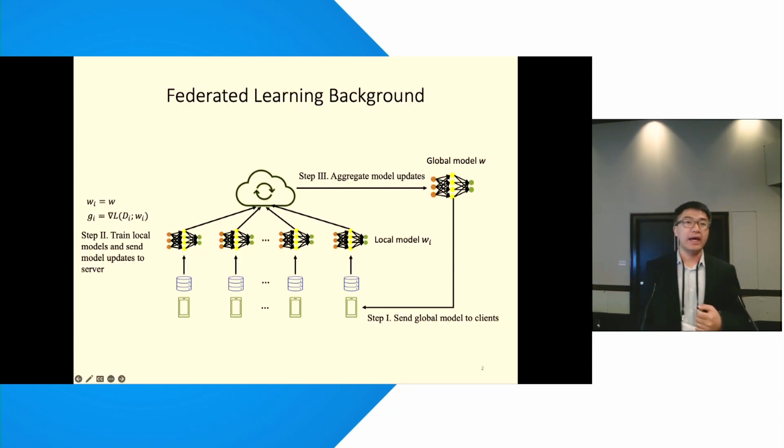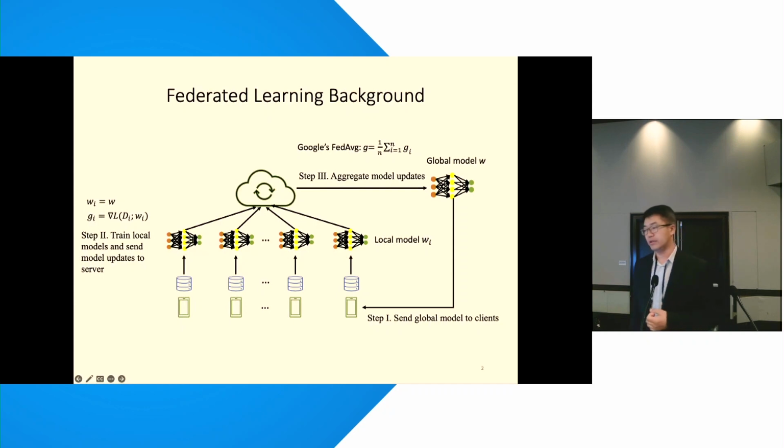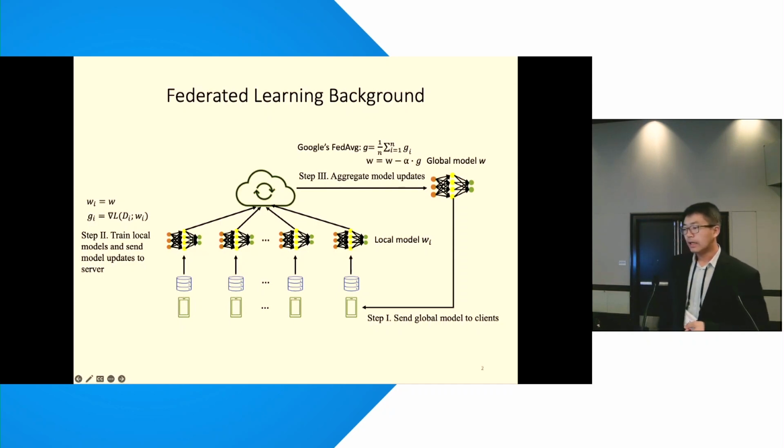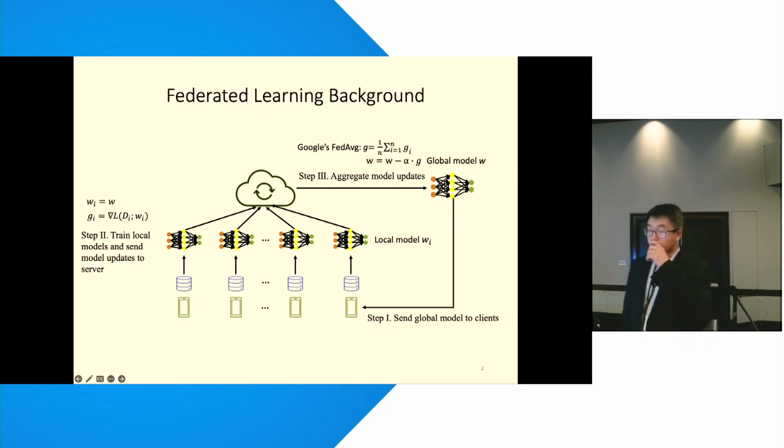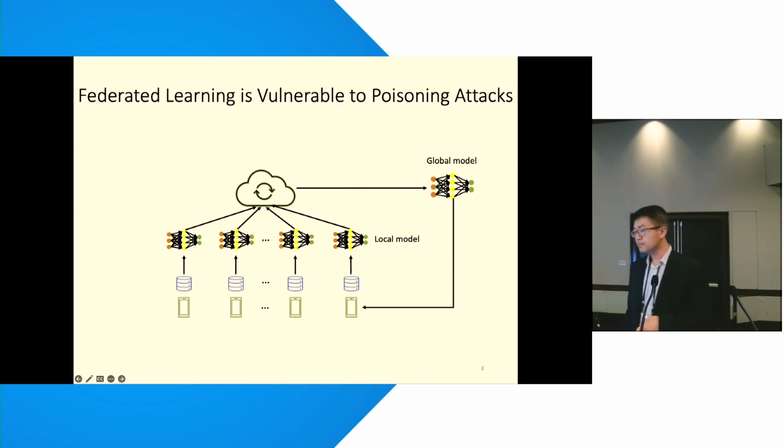Different federated learning algorithms essentially use different aggregation rules in step 3. For example, in FedAverage, developed by Google, the global model update G is the average of the clients' local model updates. And the global model W is updated using the global model update G. Here, alpha is the learning rate. So federated learning basically repeats these 3 steps for many training rounds.